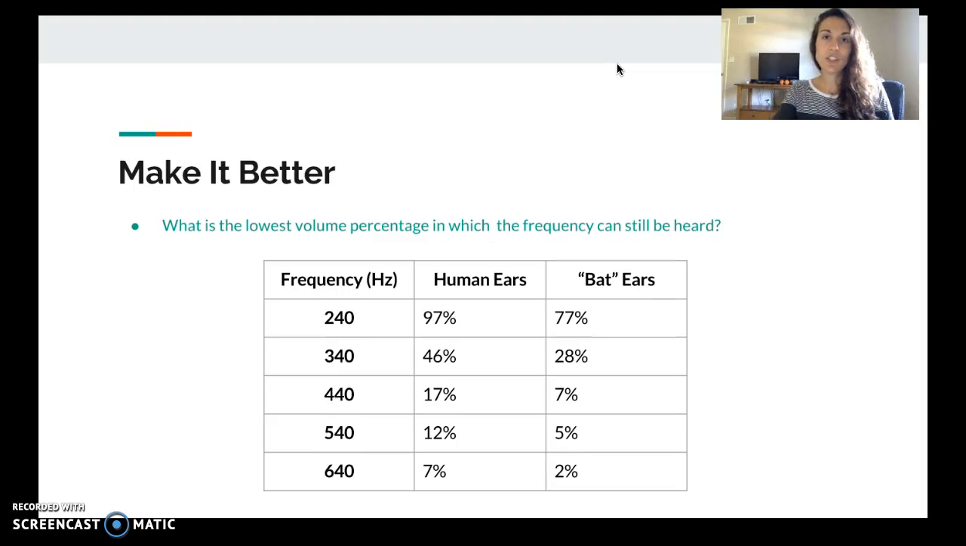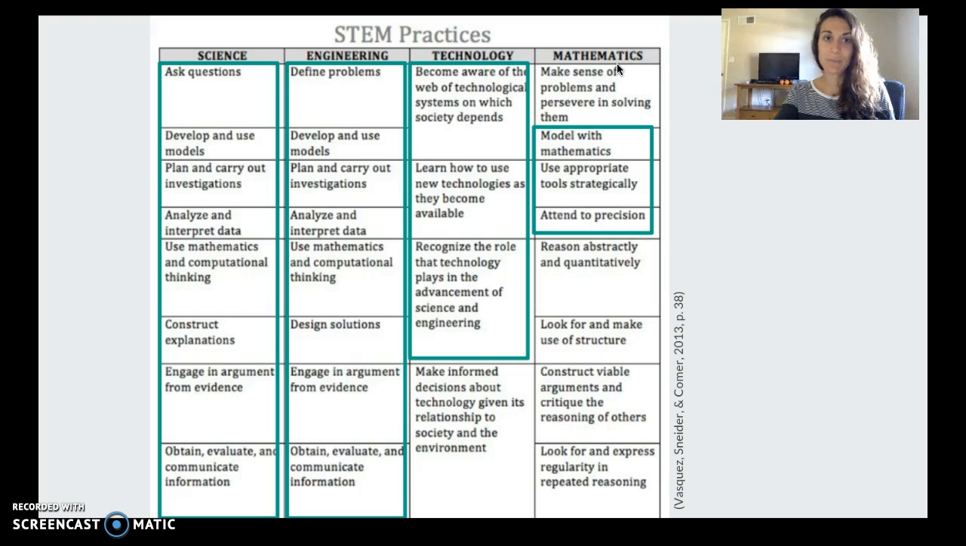Since that didn't really show how much better I could hear with the bat ears, I wanted to make it better by asking the question, what is the lowest volume percentage at which the frequency can still be heard? As you can see, I can hear using the bat ears at a lower percentage than I could with the human ears. For the STEM practices, I feel the science and engineering components are all implemented throughout this experiment.